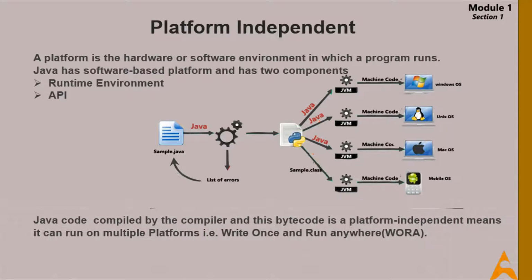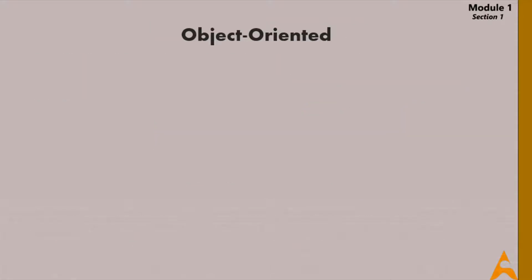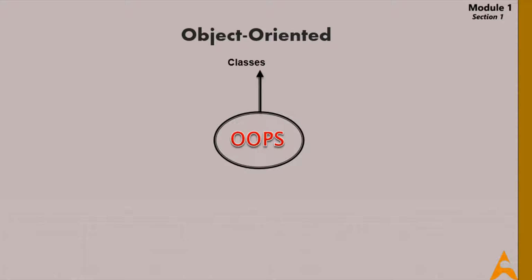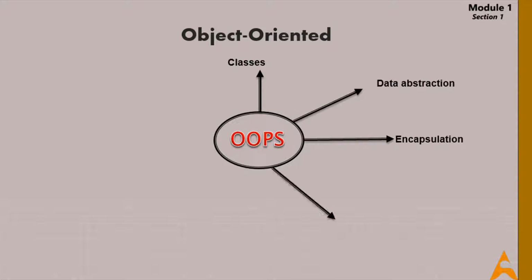Java is an object-oriented programming language. In an object-oriented programming system, the implementation revolves around the instance of the class. It has some features like classes, data abstraction, encapsulation, data hiding, inheritance, and polymorphism.